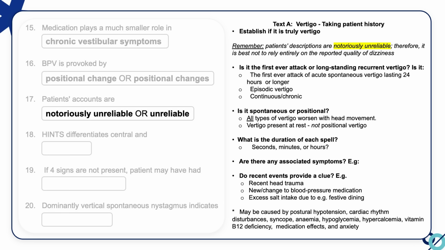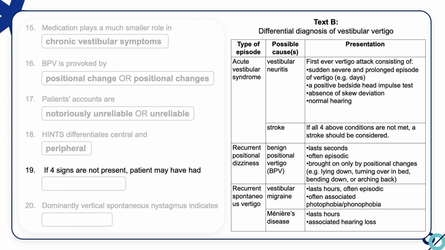For question 17, notice that the text says notoriously unreliable. If you included notoriously, great. If you just wrote unreliable, that fits the grammar of the sentence too, so it's accepted. Let's look more closely at question 19. If all 4 main signs of vestibular neuritis are not present, the patient may have had... The correct answer is a stroke, but you can also just write stroke. Candidates often struggle to find this answer because it's not inside a standard cell in the table.